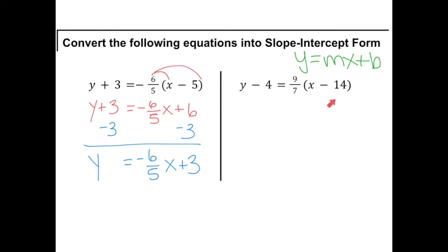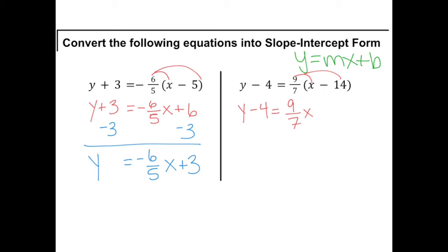So let's try it over here with this example. First thing we're going to do is distribute the 9/7. Since I'm not doing anything with the y minus 4, that just gets written down. When I multiply by x, I just put an x next to it. And then what I would be putting in my calculator here is 9/7, I would do it times negative 14.